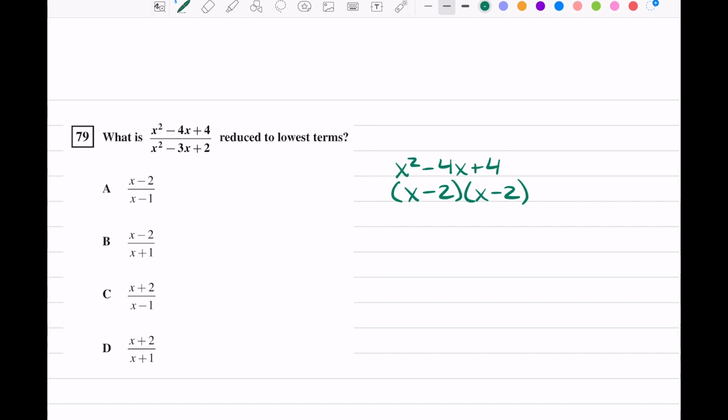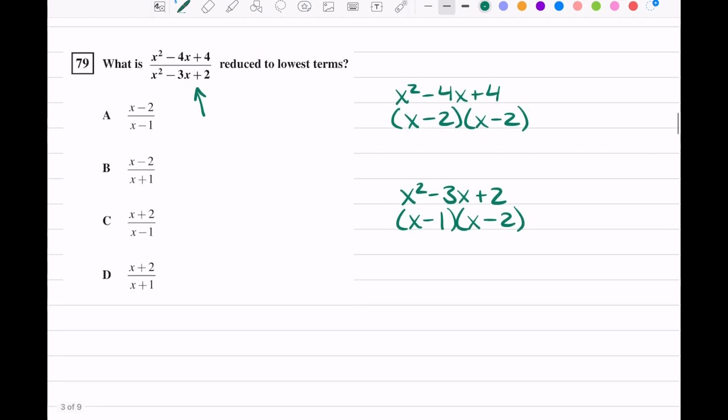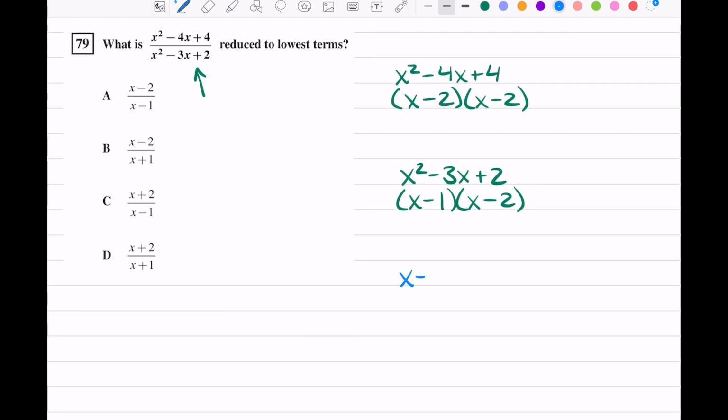And our denominator, we have x squared minus 3x plus 2. Again, make sure you can factor that. If you're having trouble with factoring, you can review the video on factoring polynomials. But I'll go straight to the answer, x minus 1 times x minus 2. So now we can rewrite our original fraction using our factors. On top, we have x minus 2 times x minus 2, and on bottom, x minus 1 times x minus 2.